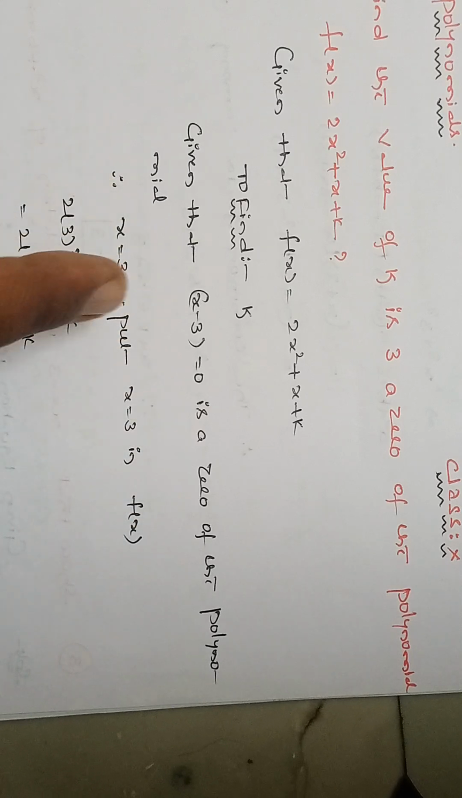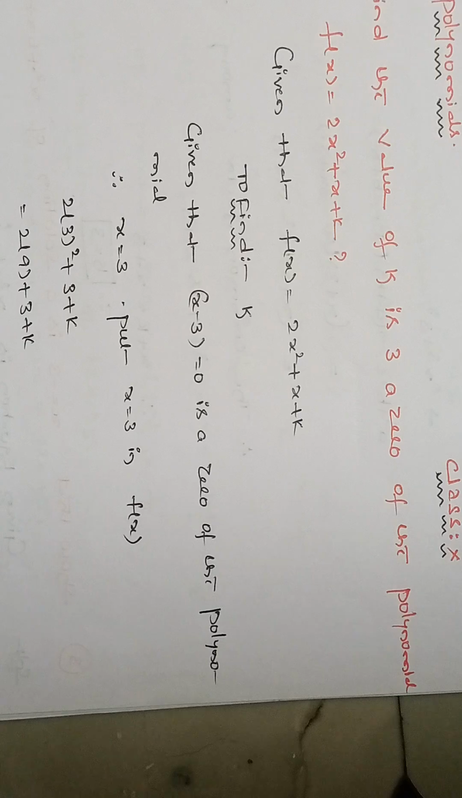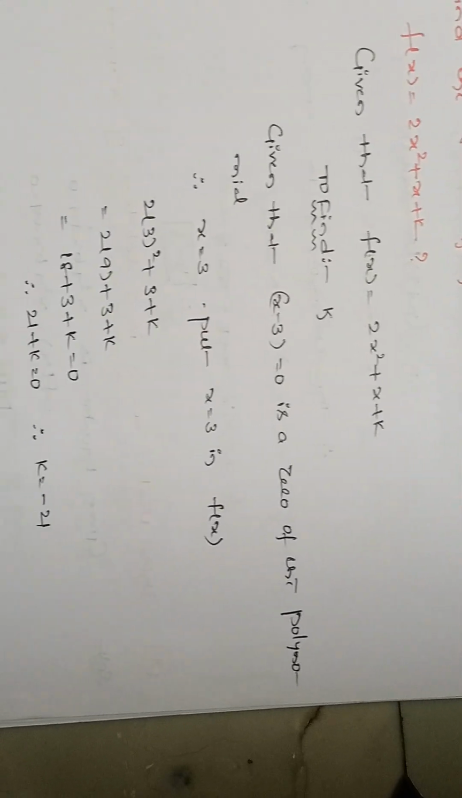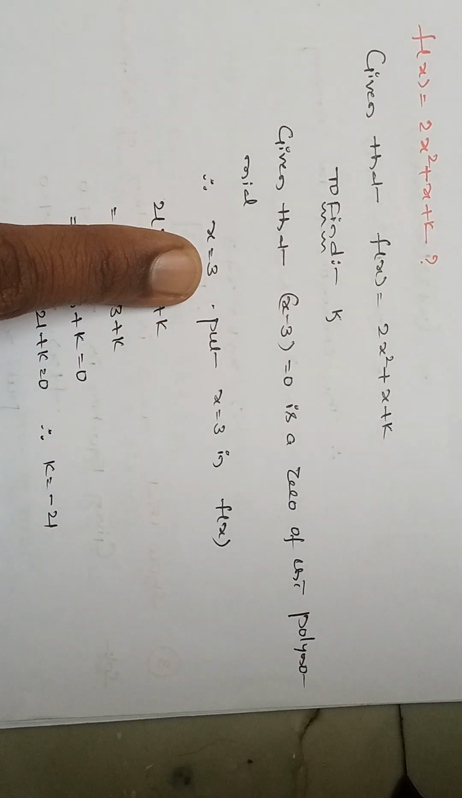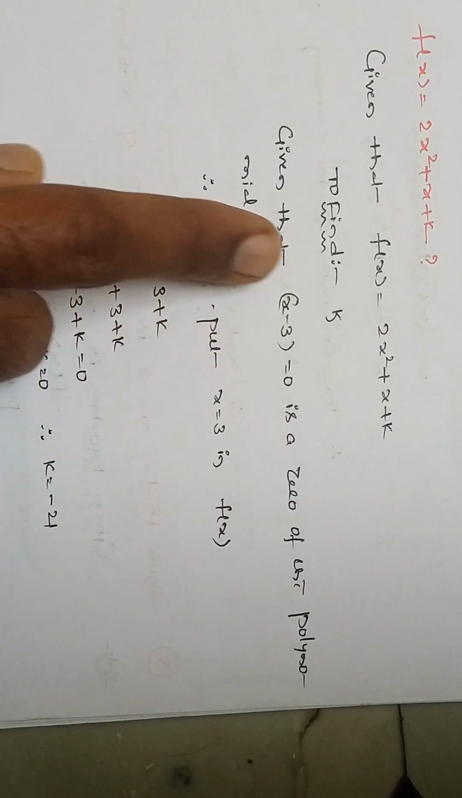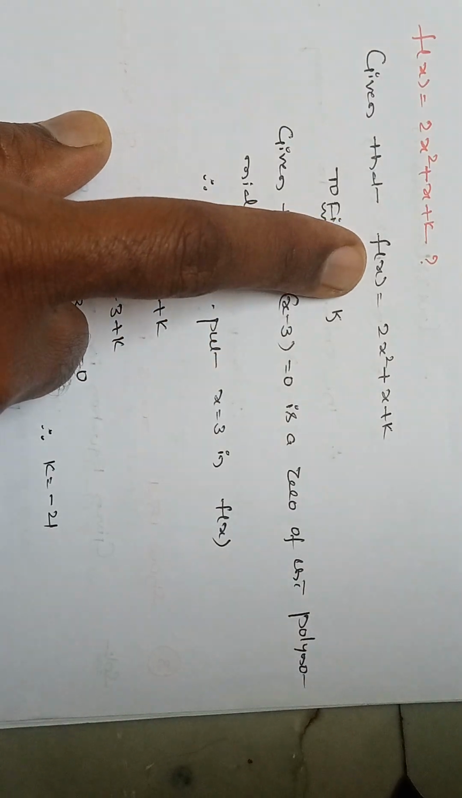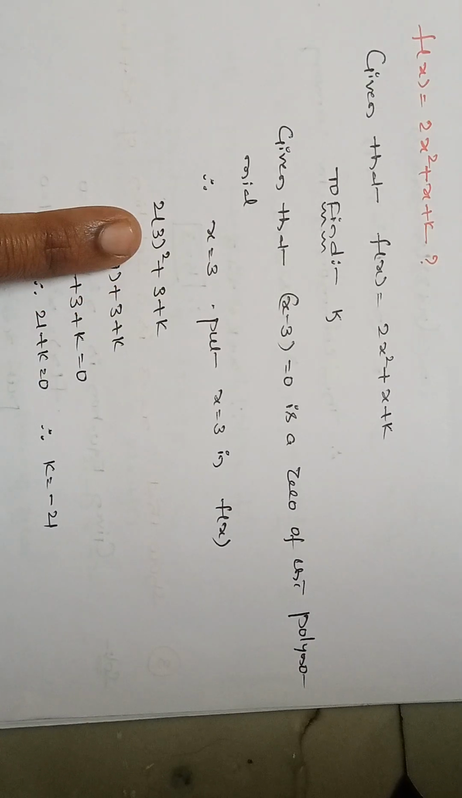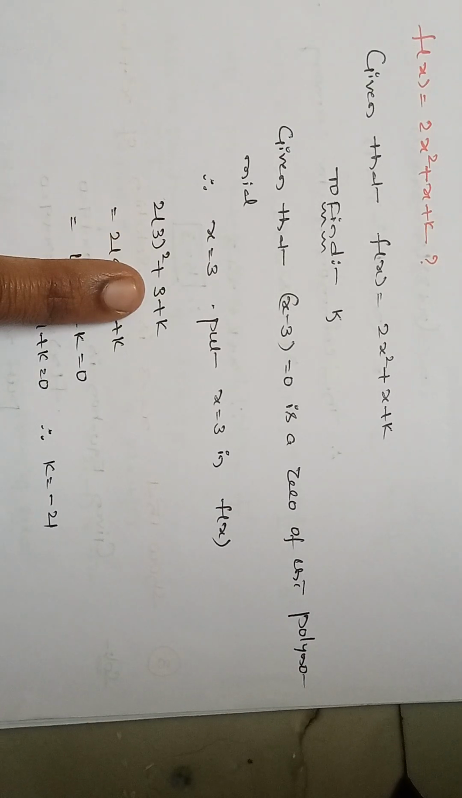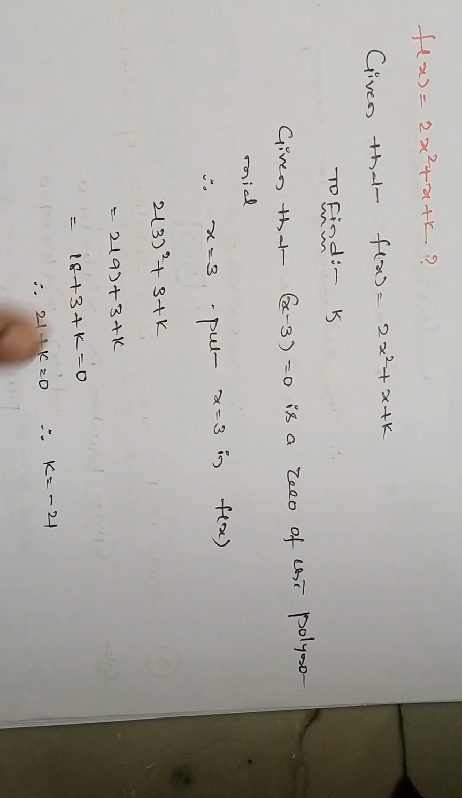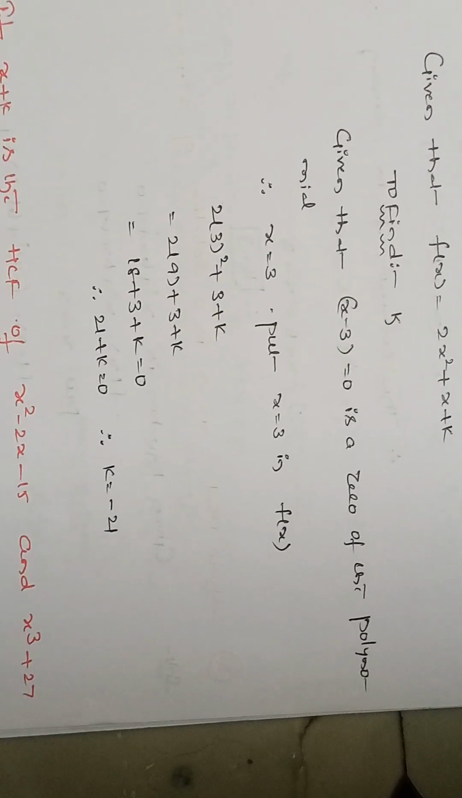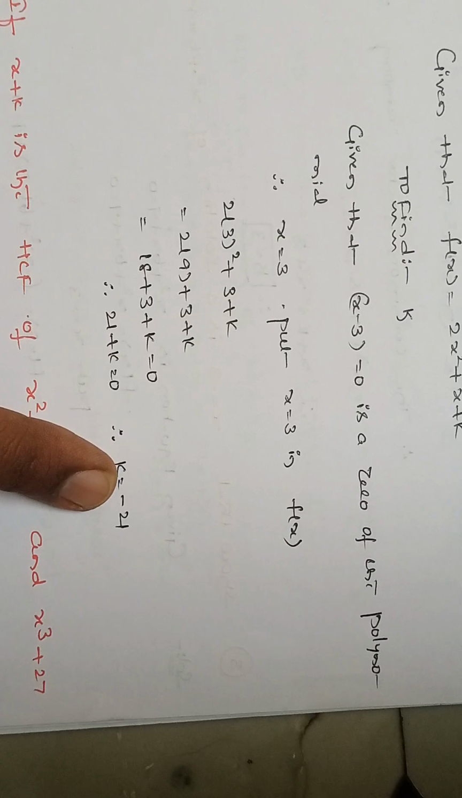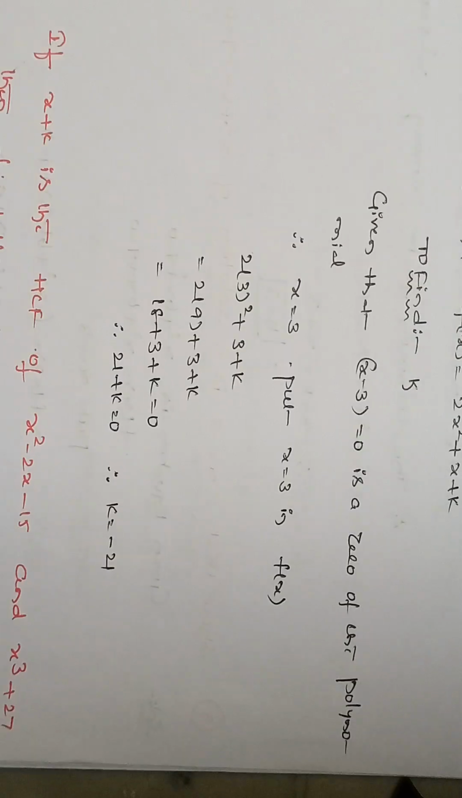So I mention it in terms of x. Now if you equate to 0, we get x equal to 3. Yes or no? So put x equal to 3 in the f of x. In place of x, replace by 3. So what we get? 2 into 3 square plus 3 plus k. Okay, simplify. We get k equal to minus 21. Okay, k equal to minus 21.